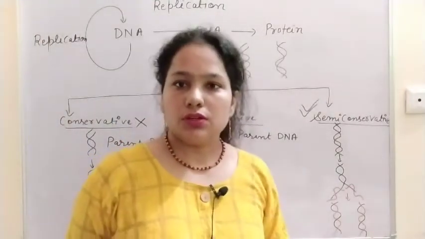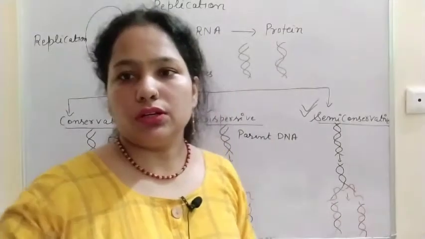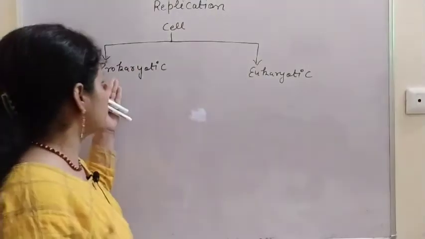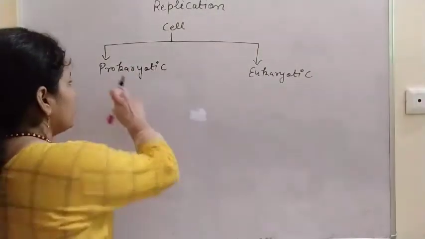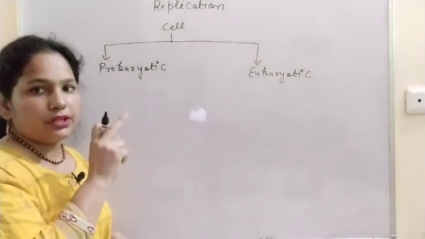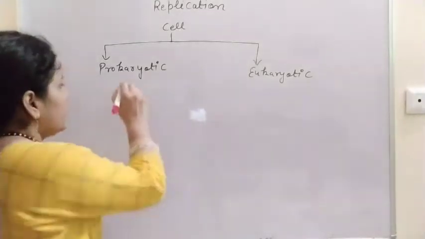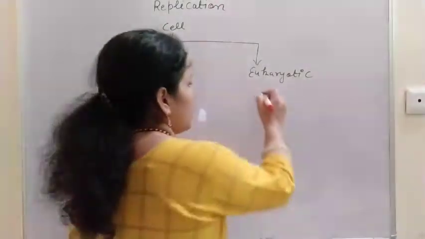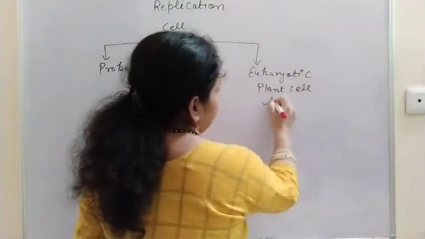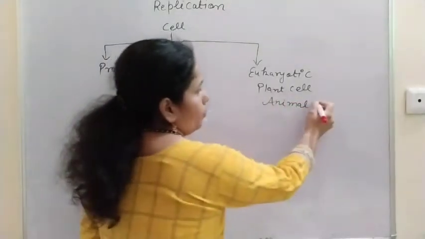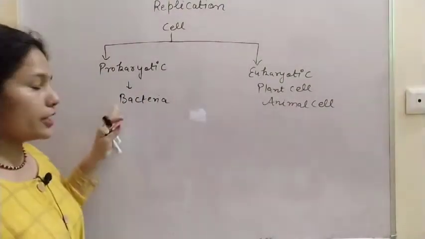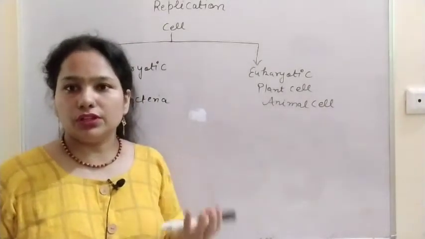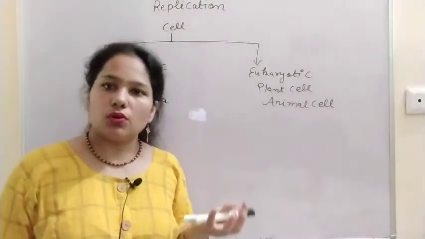Now on the basis of the types of the cell, DNA replication differs. There are two types of cell, prokaryotic and eukaryotic cell. Prokaryotic means the primitive cell or the old cell. They have a primitive nucleus, not membrane-bound organelles, and the example is bacteria. In case of eukaryotic cell, the plant cell and animal cell are the examples of eukaryotic cell. So in prokaryotic cell, which type of DNA is present? The circular DNA, and that DNA is not bound within a nucleus. The nucleus is not well defined in them, known as the nucleoid.